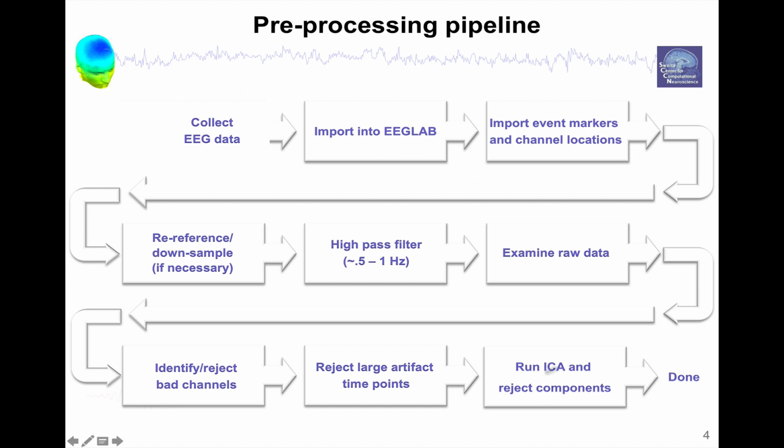And then the last step in this pipeline is to run an algorithm that's called independent component analysis, and that's basically an algorithm that allows you to extract stereotyped artifacts. It's very powerful and widely used in the field, and then you have to select components to remove, the components you want to exclude from the data.